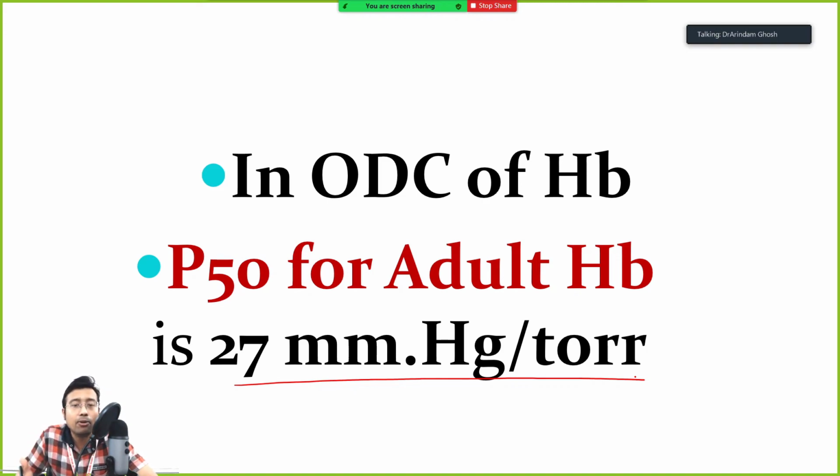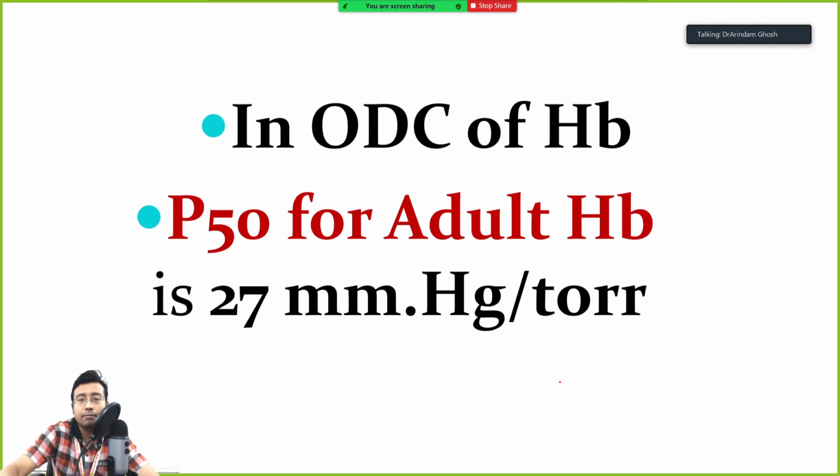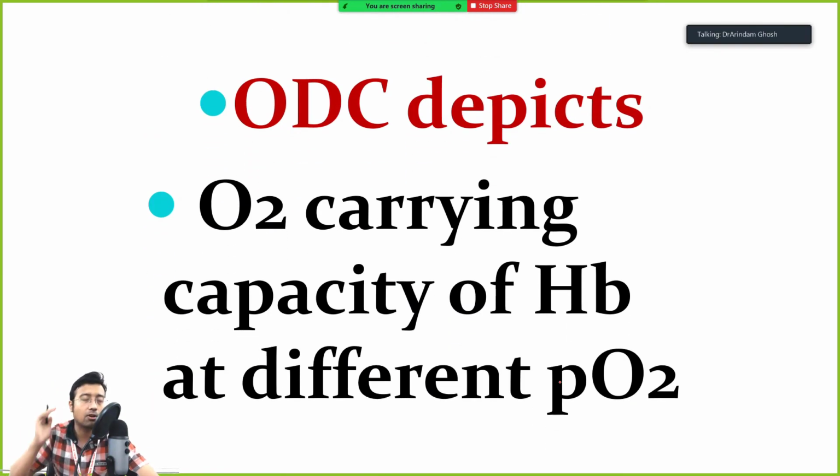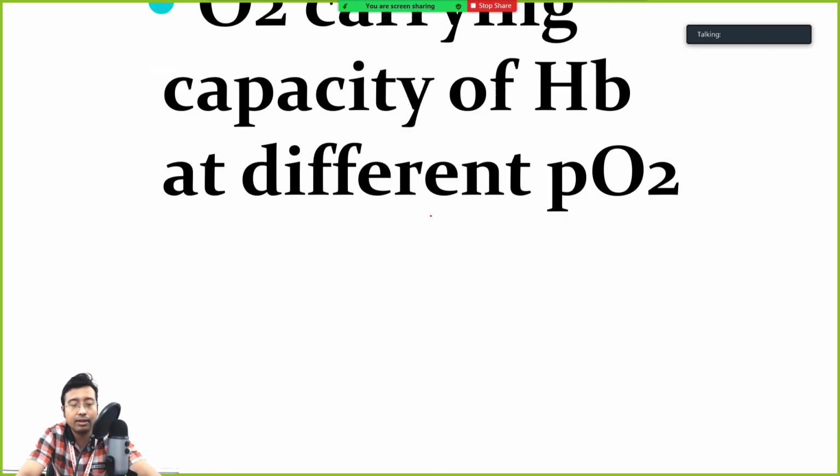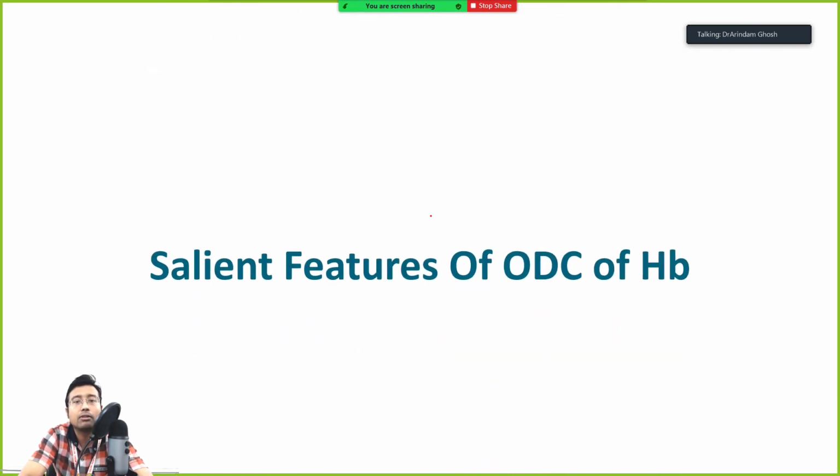Okay? And what are we discussing now? How much oxygen concentration is needed to attain P50, so that hemoglobin becomes 50% saturated. That oxygen concentration, I told you, is always measured in partial pressure, so this is 25 millimeter of mercury, or torr. Okay, so don't confuse in all this. So the oxygen dissociation curve basically depicts the oxygen carrying capacity of hemoglobin at different levels of partial pressure of oxygen.